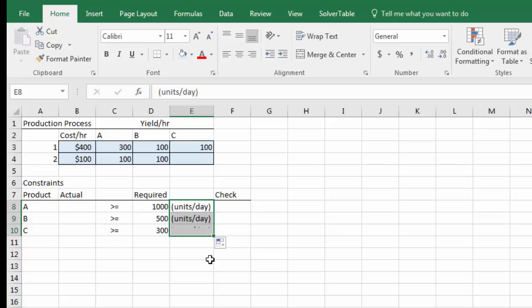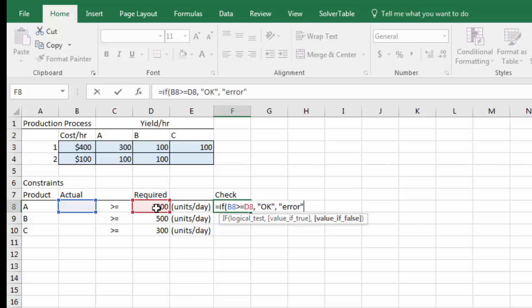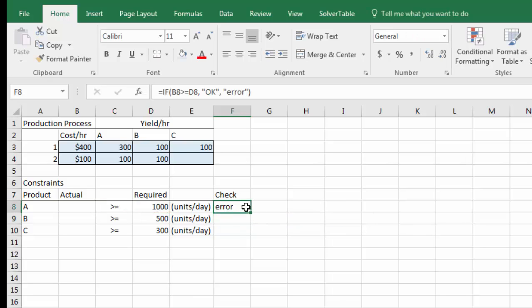Fill that down. And then the check is just basically an if function that says if the requirement is met, if A8, the actual we wind up producing, is greater than or equal to D8, the requirement, we'll have Excel display OK, and if not, we'll have it display error. Of course, it's all going to be an error now because we don't have any values here, but that's okay. We'll come back and set that up.